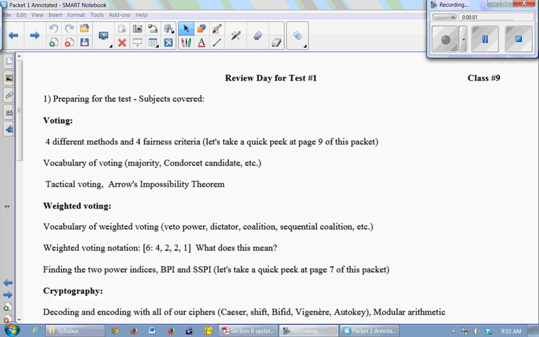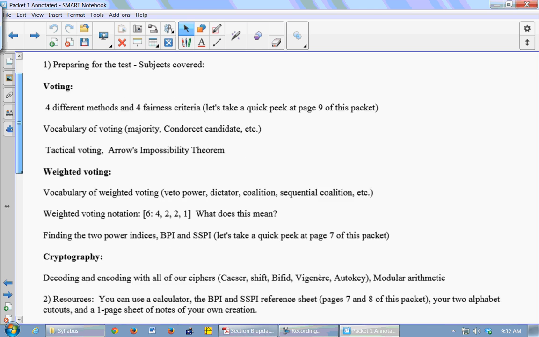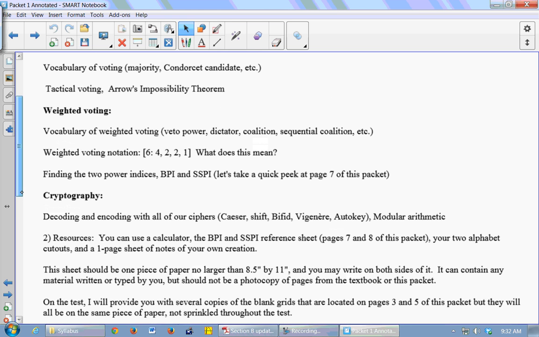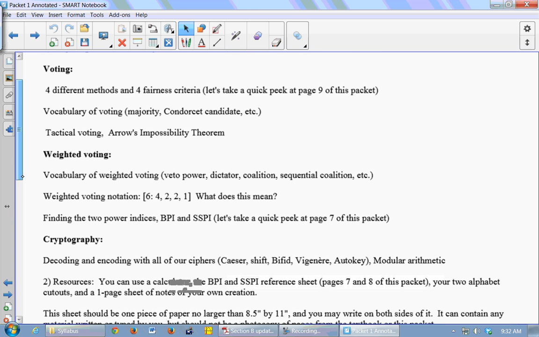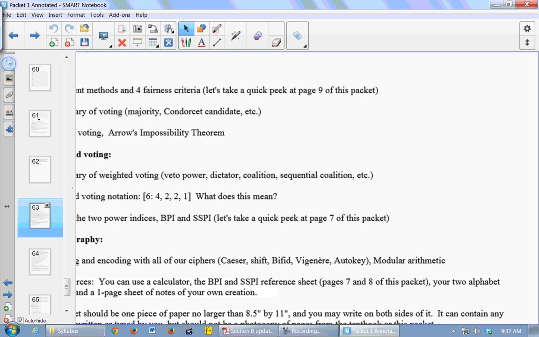Test coming up. To prepare for the test, it is going to cover the 3 big topics that we've looked at so far this class: voting, weighted voting, and cryptography. So for voting, we learned 4 different methods and 4 fairness criteria. If you look at page 9 of the packet, there's a little summary of the methods. So let's take a quick look at that.